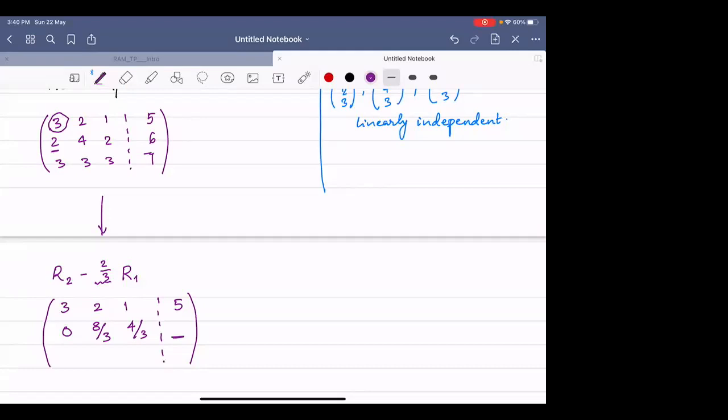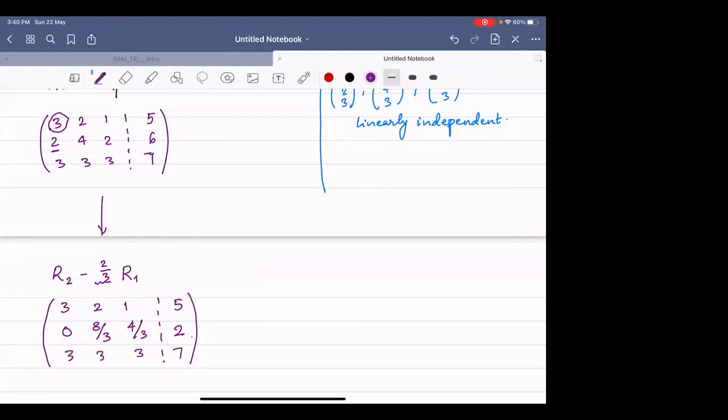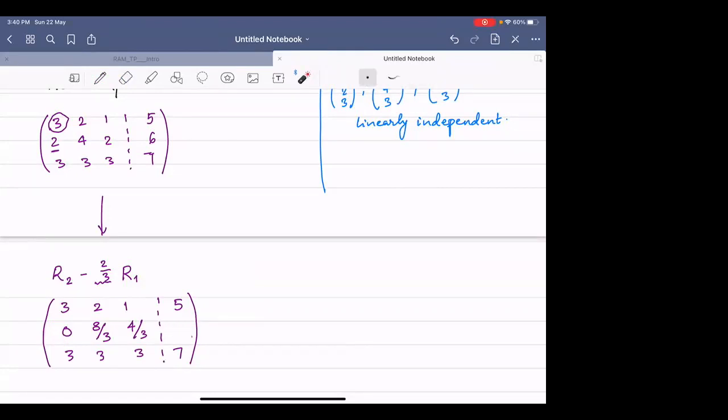We'll have 2, right? 2. Okay, all right. So we have that. And for now, I don't want to confuse you, so I'll just leave this row as it is. So what we have achieved is we have a 0 here. Okay, and since we did it uniform, I think that's not 2. It should be 8 by 3. 8 by 3. Okay.